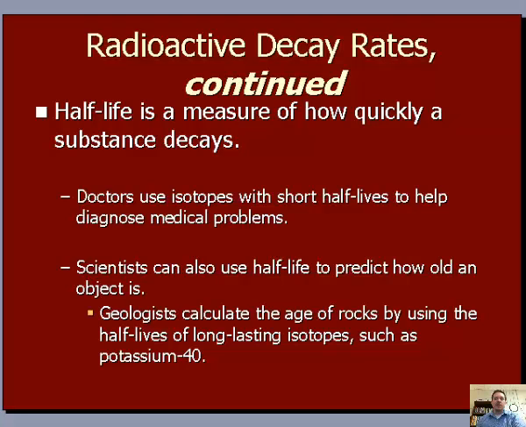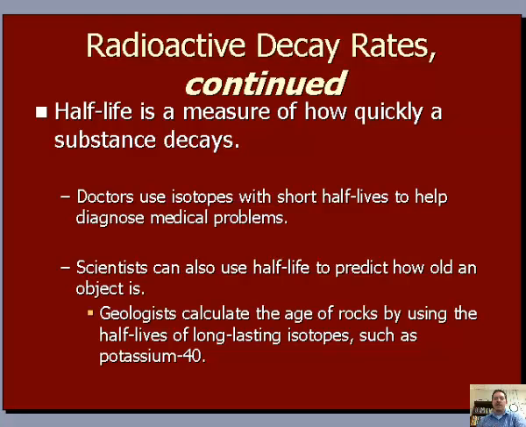So half-life is a measure of how quickly a substance decays. And we've got several applications where we can use half-life. Doctors use isotopes with short half-lives to help diagnose medical problems. With a short half-life, it breaks down quickly in the body and the body can get rid of it. Scientists can also use half-life to predict how old an object is.